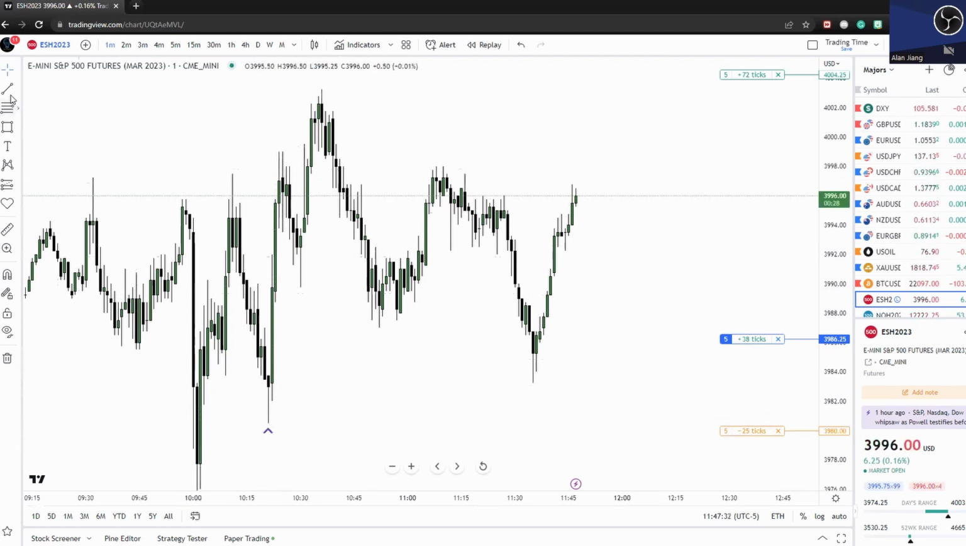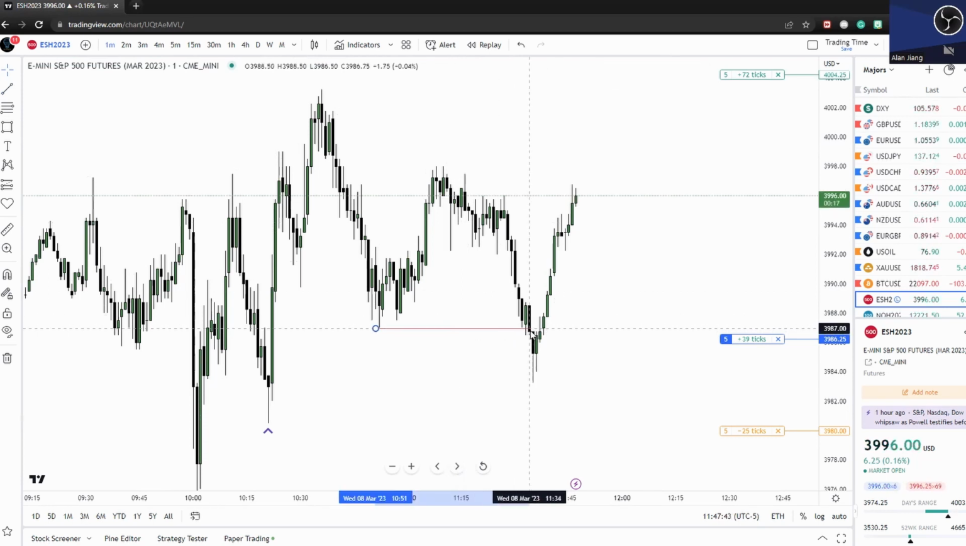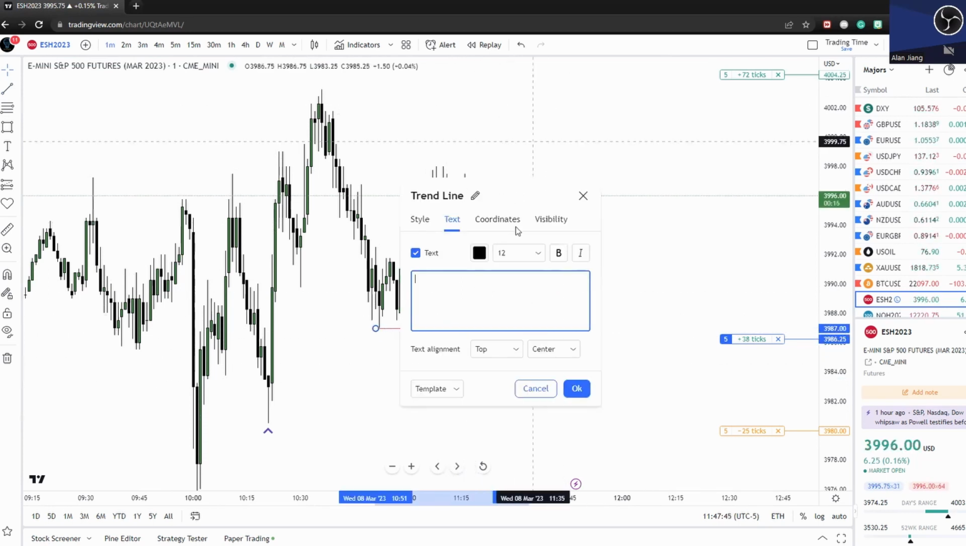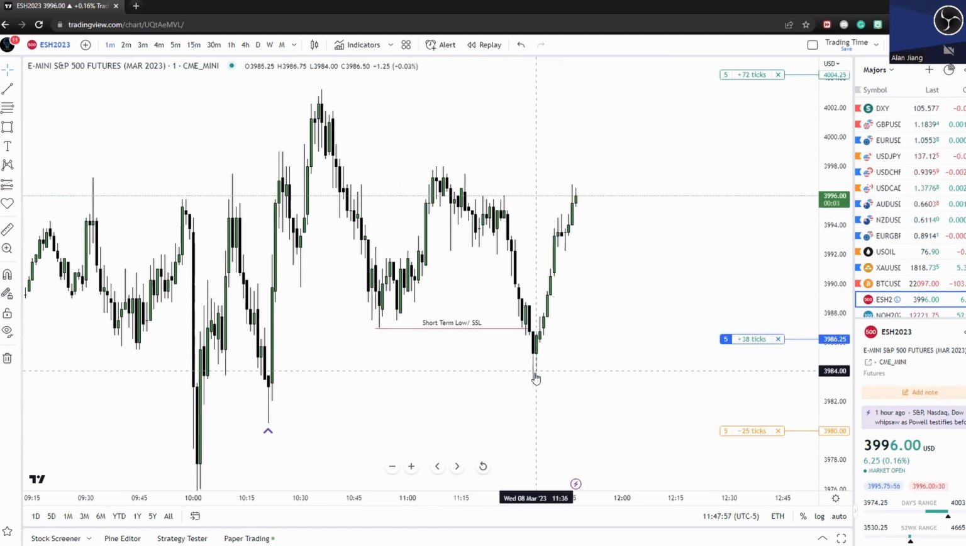We have a short-term low here, sell stops resting here, right? And what do we see? We see it get ran, right? Short-term low slash sell side liquidity. So we see price run through that.